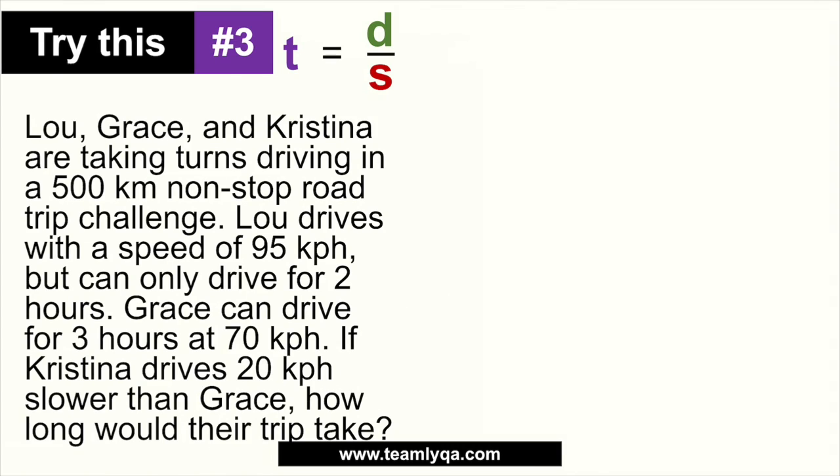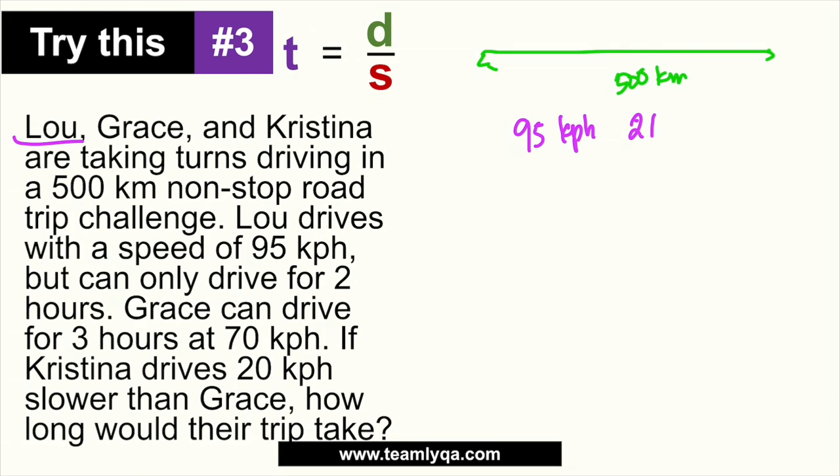So bearing in mind na ang buong biyahe nila, ang total distance dapat is 500 kilometers. Okay? Dulo to dulo. Now, let's start with yung kay Lou first. So, si Lou daw, nag-drive siya 95 kilometers per hour. Tapos, nakakapag-drive siya ng 2 hours. Now, if you remember our discussion last time, ang distance is equal to speed times time. Okay? So, ang gagawin lang natin 95 times 2 para makuha yung distance ni Lou. 95 times 2 is 180 plus 10 or 190 kilometers.